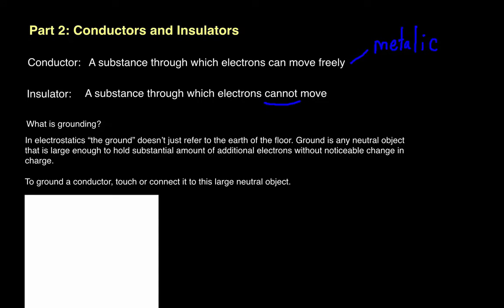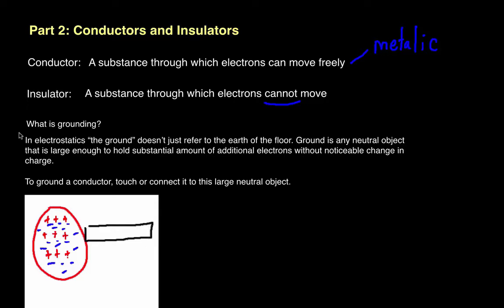For example, if we have a negatively charged conductor, it's negative because it has more electrons than protons. If you touch it to a source of grounding, for example, a neutrally charged rod, the negatively charged electrons will drain out.